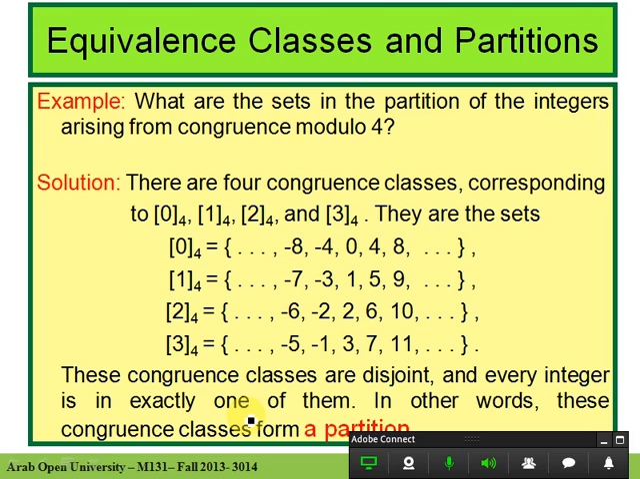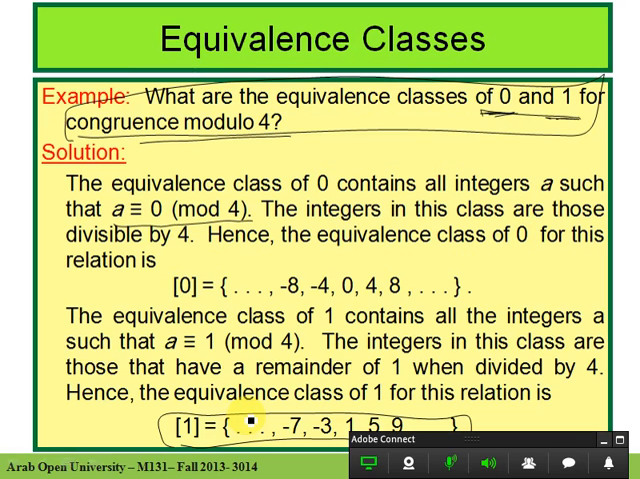Okay. Now what are the equivalence classes? The equivalence class of 0 is 0, 4, 8, 12, 16. The equivalence class for 1 is 1, 5, and so on. 2 will give you 2 again. Just now we took the equivalence class for 0 and 1 modulo 4.